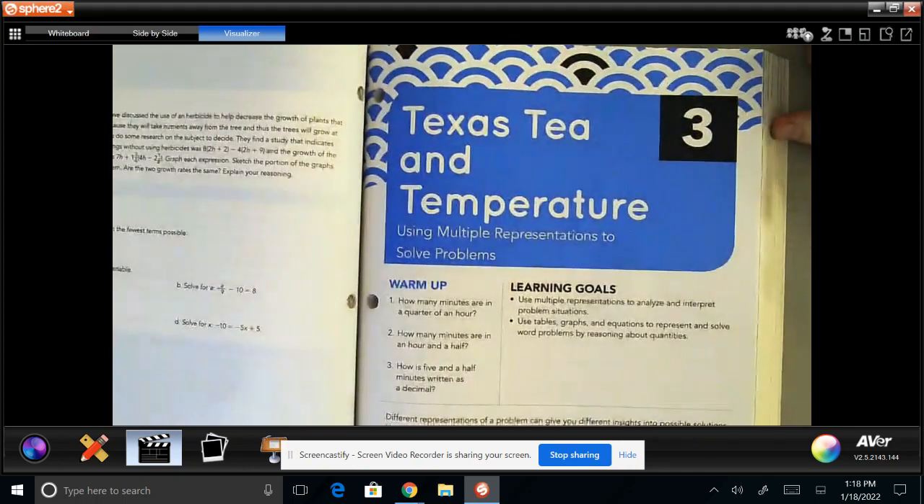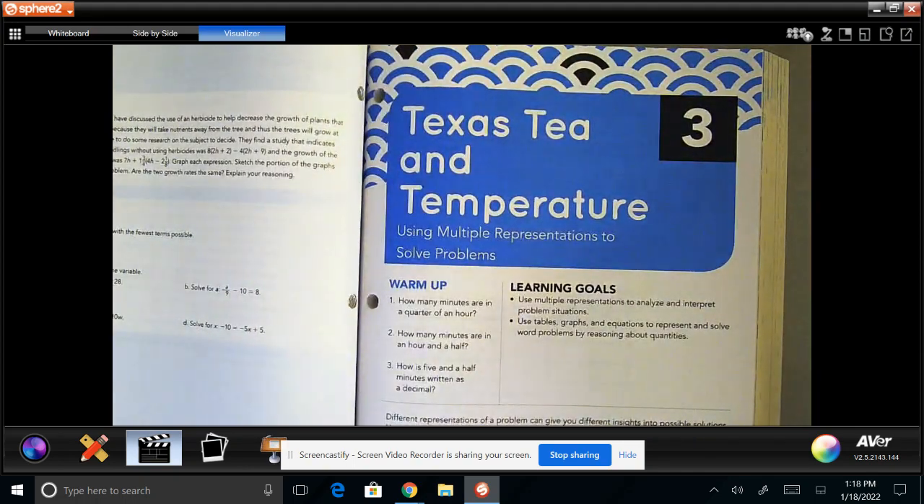Lesson 3, Texas tea and temperature. Using multiple representations to solve problems. Learning goals include use multiple representations to analyze and interpret problem situations, and use tables, graphs, and equations to represent and solve word problems by reasoning about quantities.